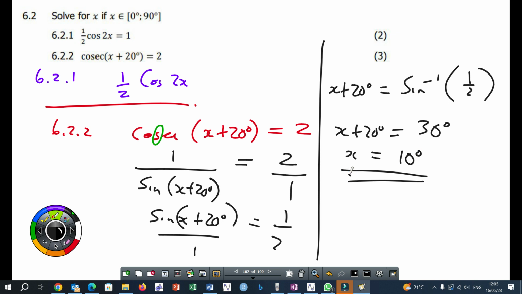Trig equations are going to be very clear. You have to know how to solve trigonometric equations.